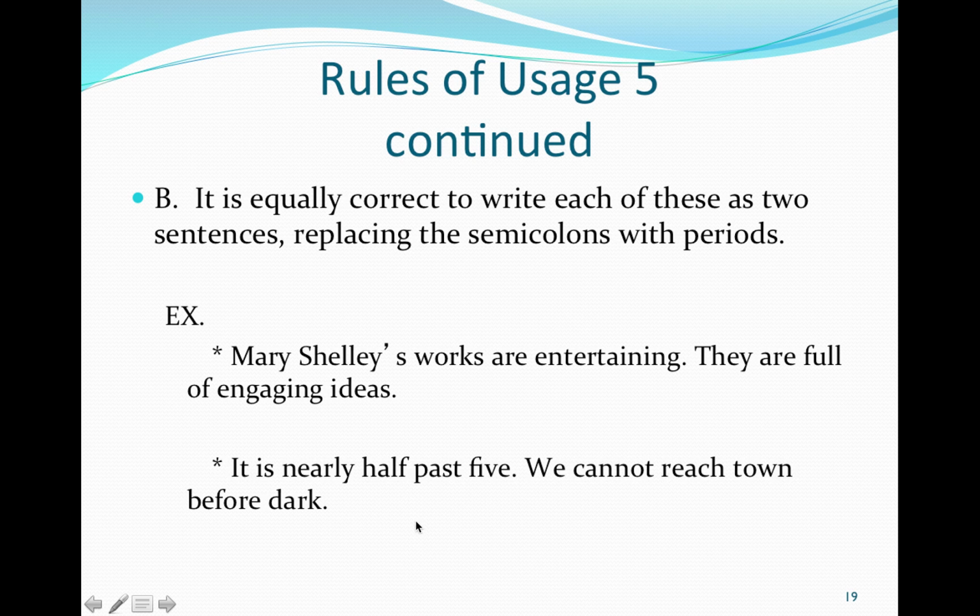Here's the way that we can do this sentence. It is 5:30, comma, and we cannot reach town before dark. Here's another way this can be done, turning this first part into a dependent clause. Because it is nearly 5:30, comma, we cannot reach town before dark.